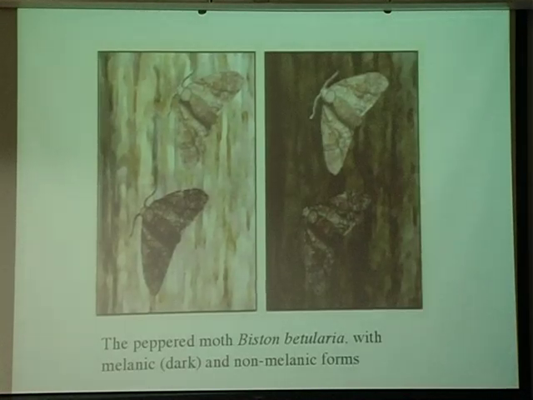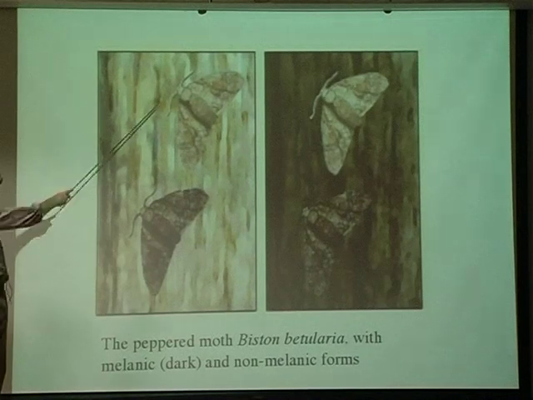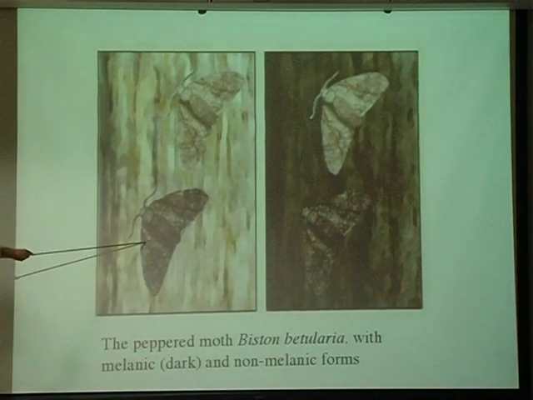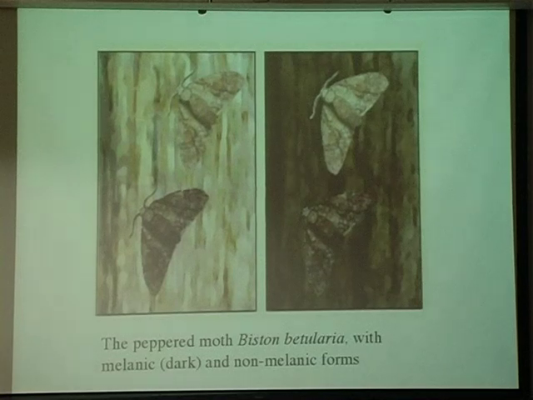So here's industrial melanism, just to wrap up this lecture. We have two alternative forms controlled by a single Mendelian gene, simplifying a little bit. It's not quite as simple as that. But the dark form is called melanic because it's got melanin pigment in its wings. This is the normal form.